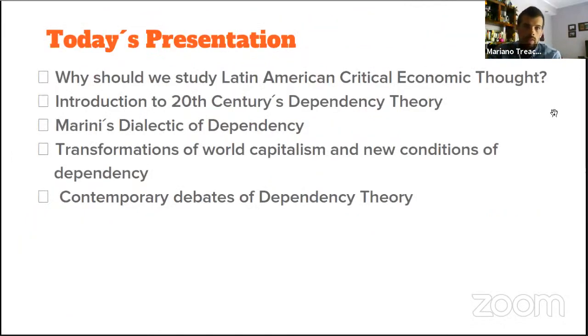This presentation will be about these topics. At first, we will discuss why we should study Latin American critical economic thought. Then we will introduce 20th century dependency theory as the main economic theory regarding critical economic thought in Latin America. Then we will discuss some topics in Marini's Dialectic of Dependency, the main book of this school of thought. After that, we will present the transformations of world capitalism and the new conditions of dependency. And in the end, we will discuss some contemporary debates on dependency theory.